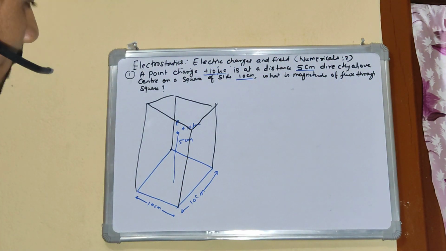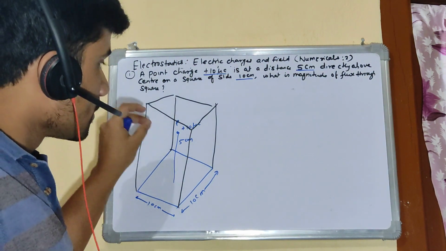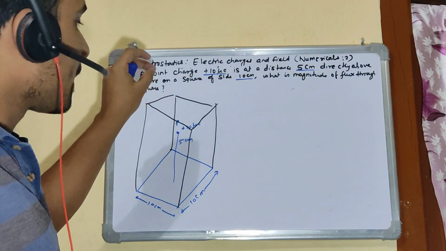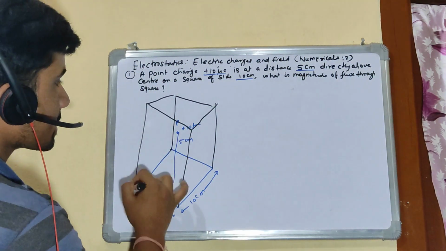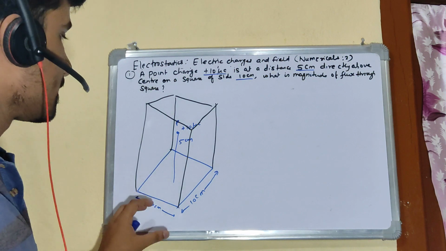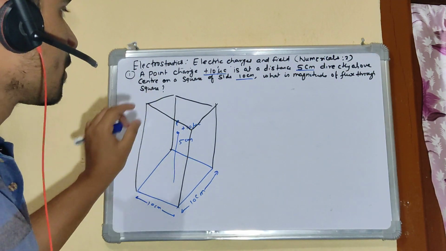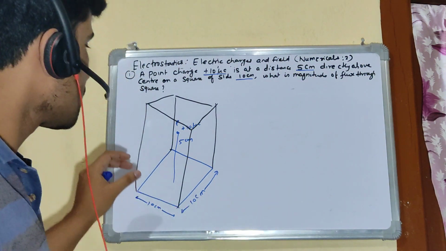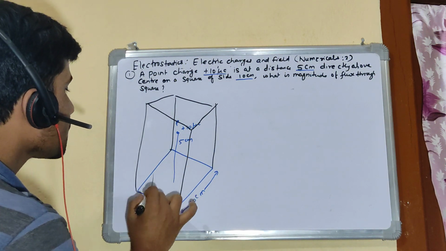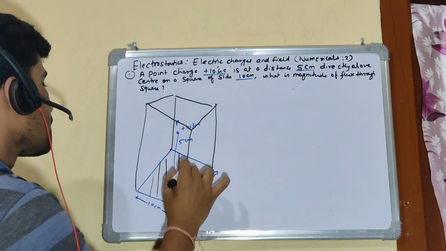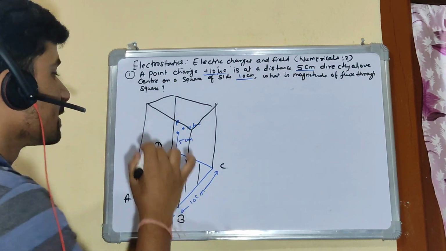Right. Now I think of this as a cube, which has a charge plus 10 microcoulomb at its body center, right? The body center is equidistant from all the corners, right? There are 4 corners, and this is equidistant from all the corners. Sorry, 8 corners, not 4 corners. So we need to find what is the flux through this particular area. Let's name this as A, B, C and D, right?